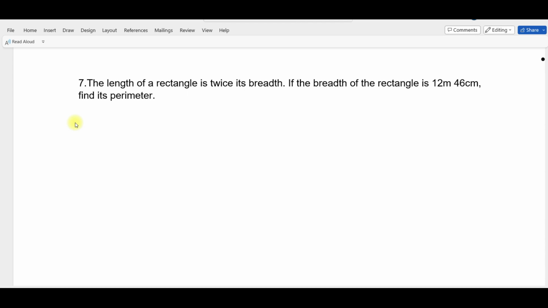The 7th question states: the length of a rectangle is twice its breadth. If the breadth of the rectangle is 12 meters 46 centimeters, find its perimeter. So this is the question. Now let us understand how we solve it. Let's write down what details have been given to us.